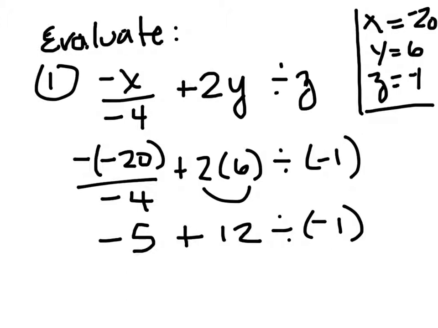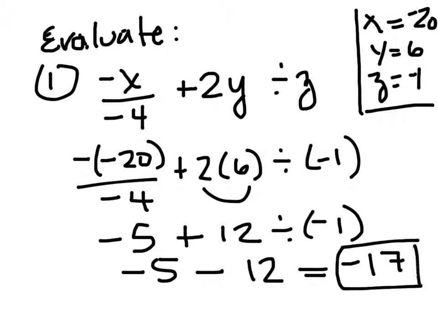The first thing that PEMDAS tells me is that first I need to divide. So how much is 12 divided by negative 1? Negative 12. So I'm going to put here negative 12. The addition of both is minus 17. That's my answer.